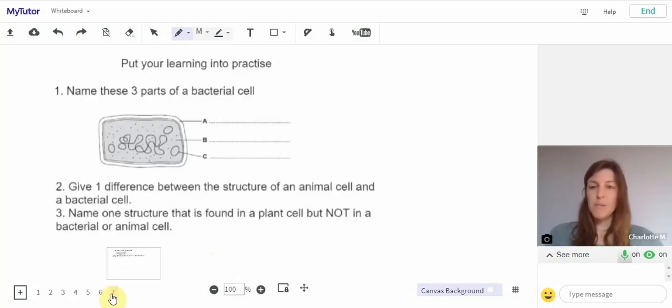Let's put this learning into practice. Can you name the 3 parts of a bacterial cell, A, B, and C? Secondly, can you give one difference between the structure of an animal cell and a bacterial cell? And thirdly, can you name one structure that's found in a plant cell but not in a bacterial or animal cell? Good luck.